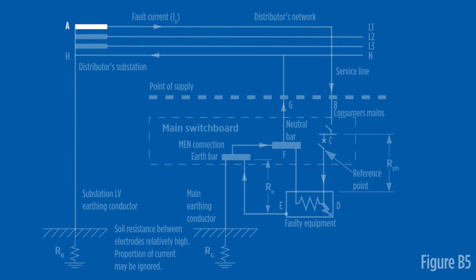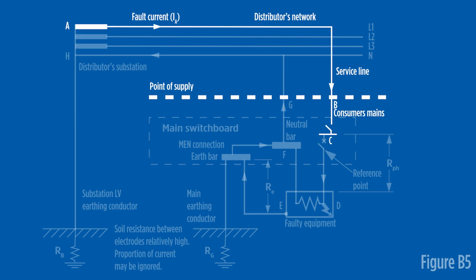Starting at point A, which represents a secondary phase winding of a distribution transformer, we follow the service lines to point B and the point of supply. From point B to C via consumer's mains, we are now in the electrical installation. Points C to D represent a protective active circuit conductor connected to a piece of equipment. At point D, the fault appears as a short circuit to the equipment enclosure.